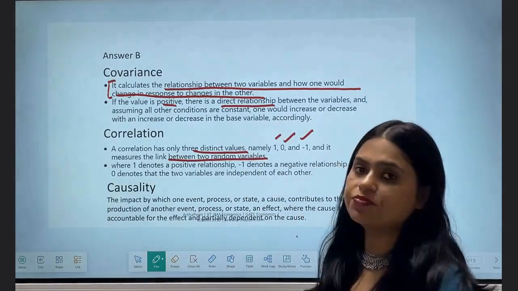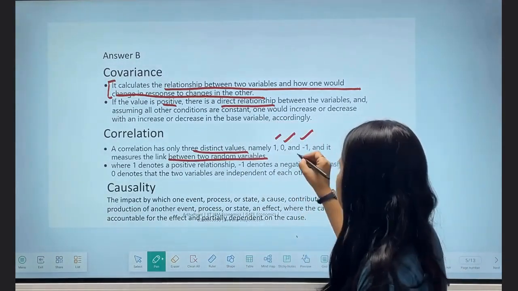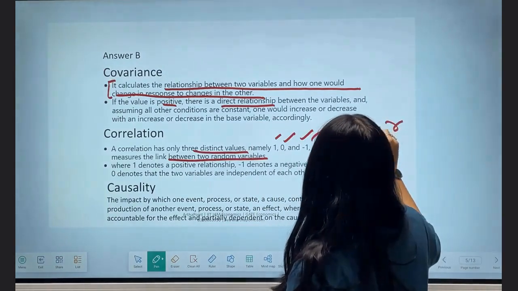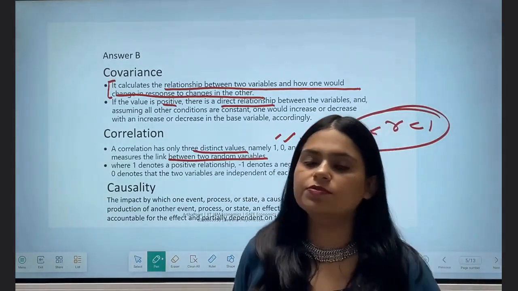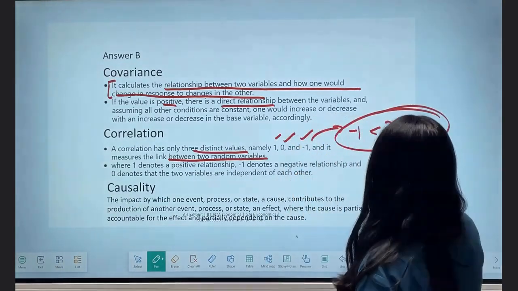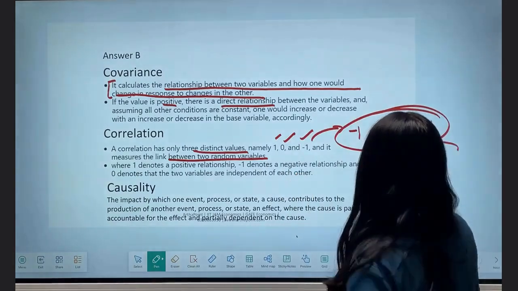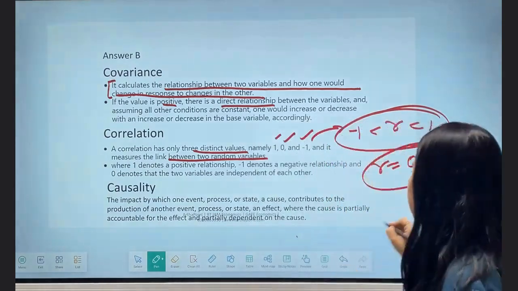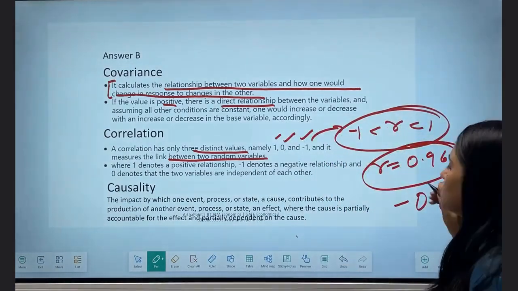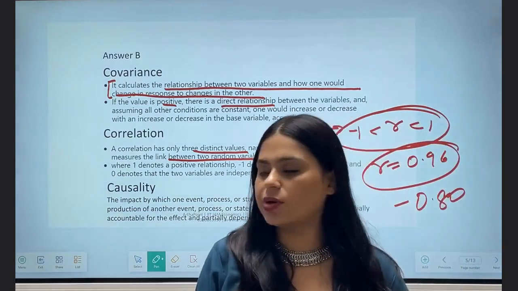Actually, it's not true. A correlation, यहाँ पे आप लिख सकते हो, correlation is between -1 to 1, right? So suppose correlation is beta 0.96. This tells me there is strong positive correlation, and if it is -0.80, strong negative correlation, right?